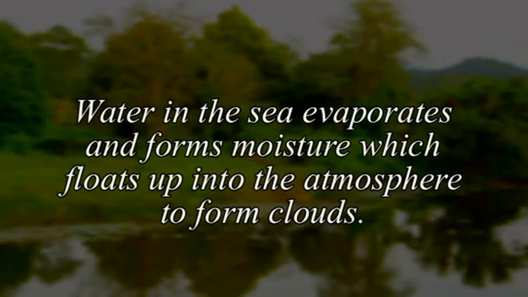Water in the sea evaporates and forms moisture which floats up into the atmosphere to form clouds. But if the teacher were to read it, he can make the meaning clear. Water in the sea evaporates and forms moisture which floats up into the atmosphere to form clouds.